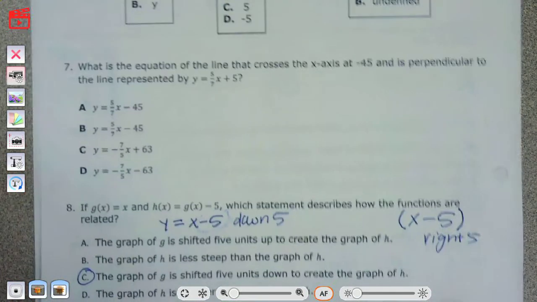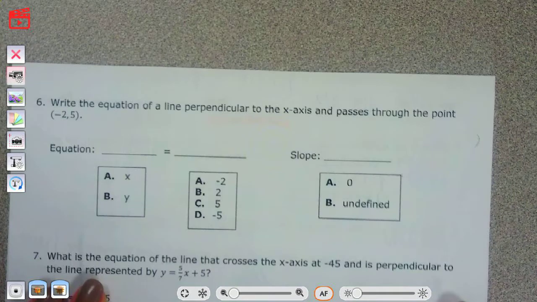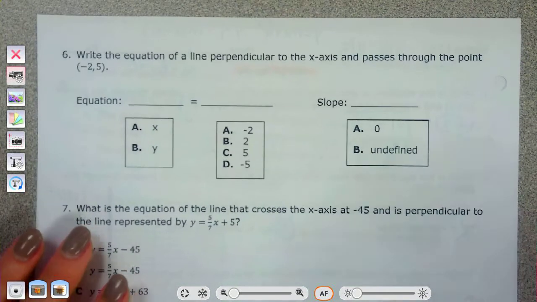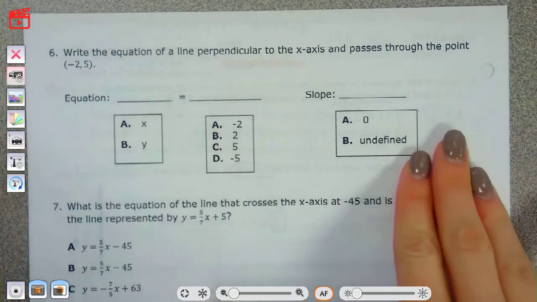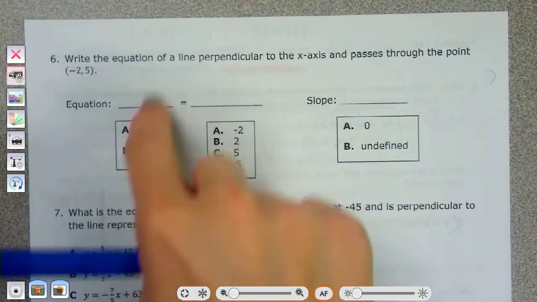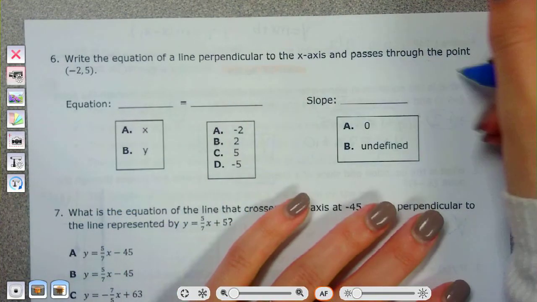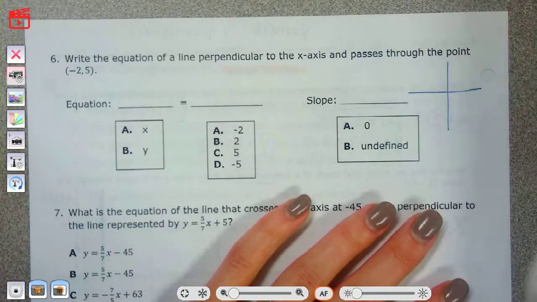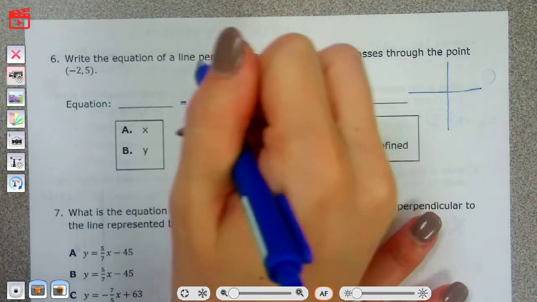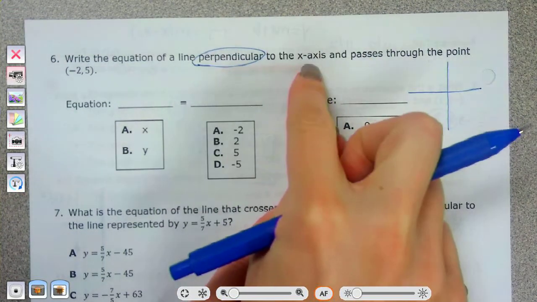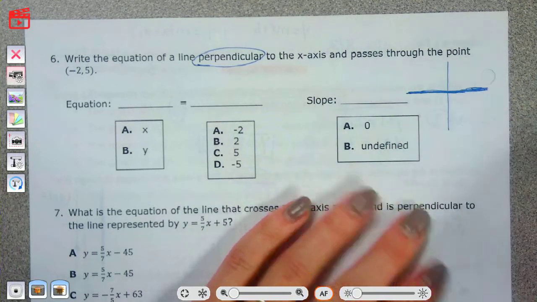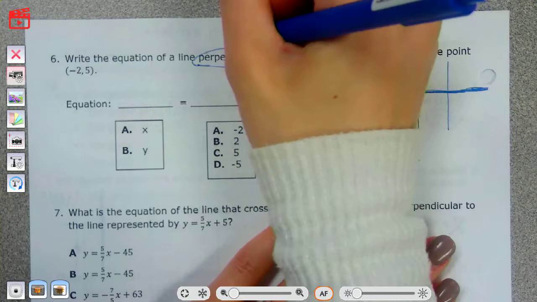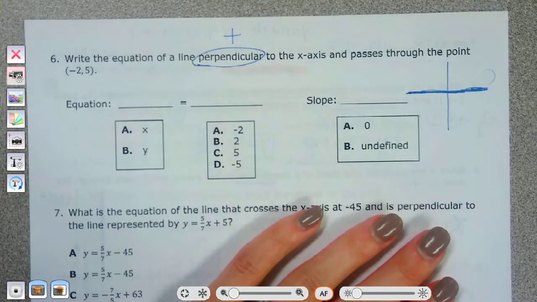Flipping it over. Okay, it says write the equation of a line perpendicular to the x-axis and passes through the point negative 2, 5. So this is one of those drop-down boxes that you have the answers for and you fill it in. But again, I'm going to make my little grid over here. It says perpendicular to the x-axis. So I'm going to darken my x-axis. And I want it perpendicular, so we want to make a T like this.